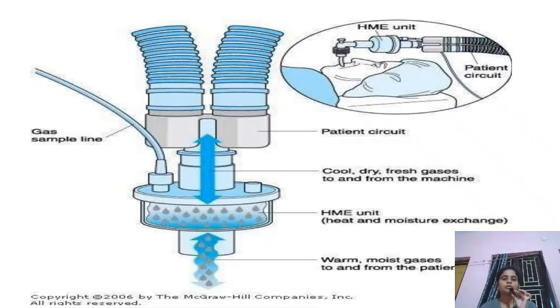So you see the expired gas, it is trapping the moisture and the heat in it, and when the next breath comes, it will add that heat and moisture and deliver it to the patient, because cool and dry gas will irritate the airway. So this HME filter is used.